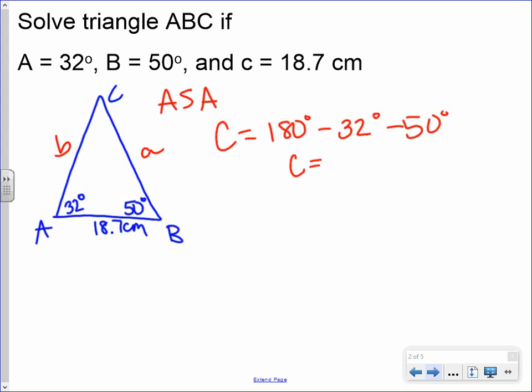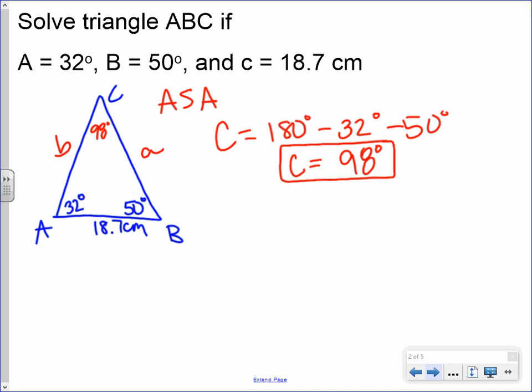Help me out here, calculators. 98. 98 degrees. Okay. I know that you've had teachers that maybe ask you to label your triangle with your answers. I like you to find your answers and circle or box them so I can find them where all of your work is. Okay. All right.